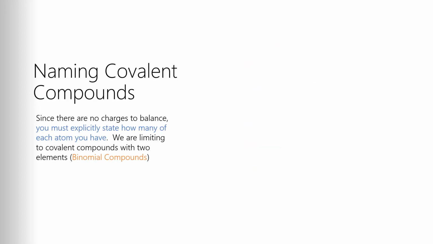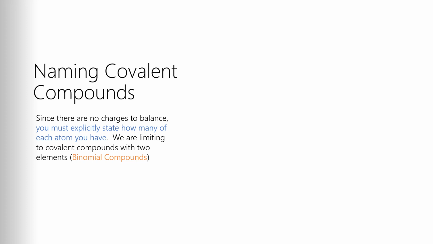So how do we do this? Well, naming covalent compounds is you take the two, you put the one that is farther to the left on the periodic table as the first one, the one that's farther to the right on the periodic table as the second one, and then you use the prefixes to name them. We're only going to name what are called binomial compounds, compounds that are composed of only two elements.